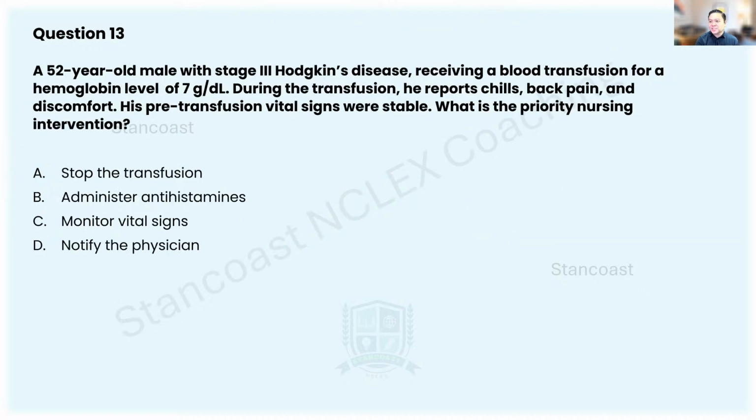Leading to number 13, a patient, a 52-year-old male with stage 3 Hodgkin's disease, receiving a blood transfusion for a hemoglobin level of 7 grams per deciliter.